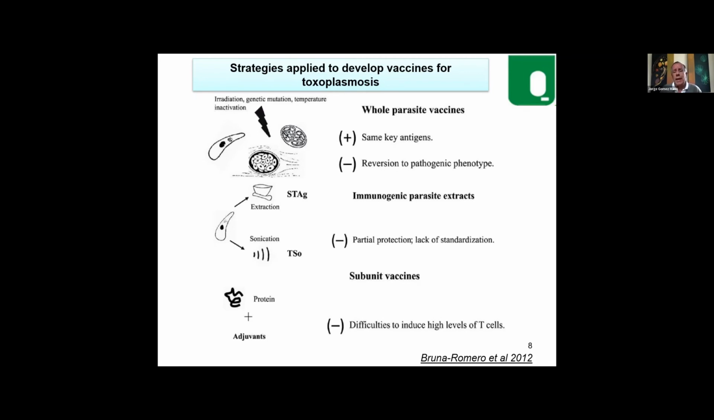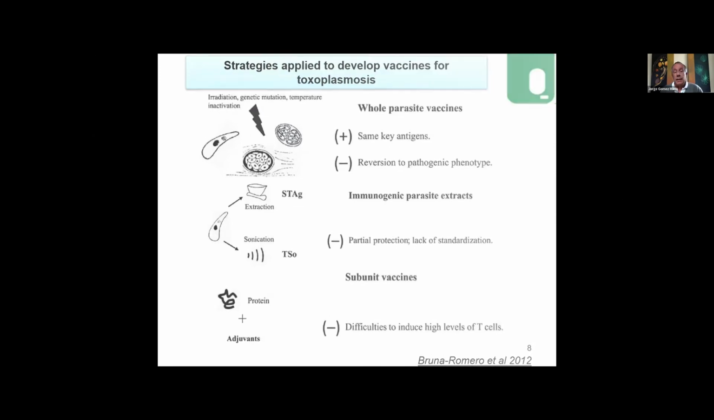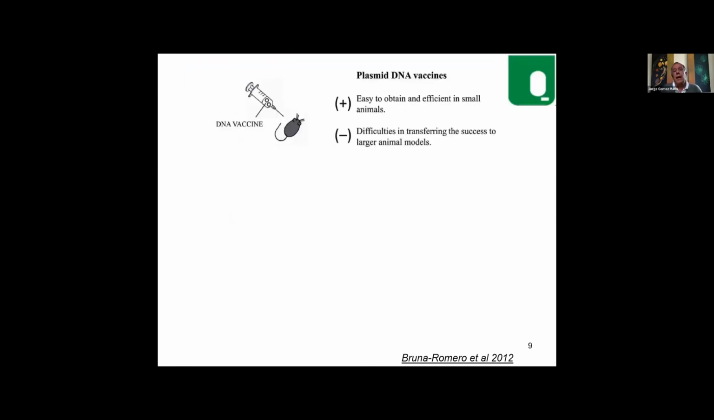We can obtain a very good immune-specific response with this kind of vaccine candidates. Now we have the COVID vaccines, and they are proof that it's possible to obtain vaccines based on nucleic acid platforms. So in the next years, probably we will see very good vaccine candidates for toxoplasmosis based on nucleic acid platforms, even with RNA or DNA.